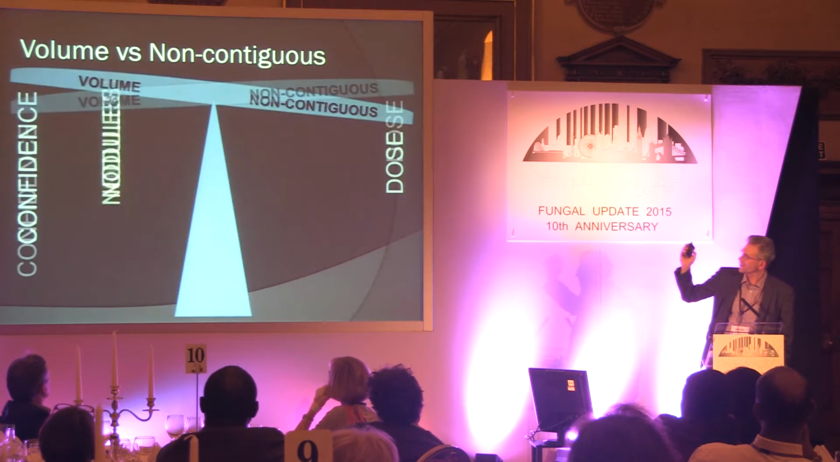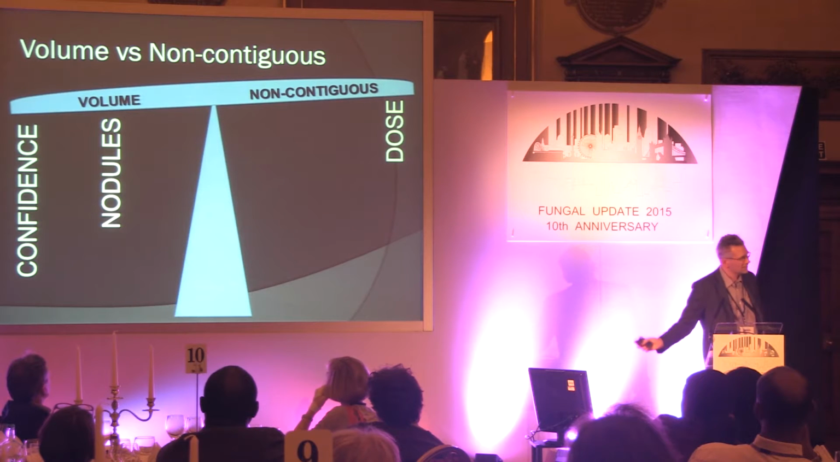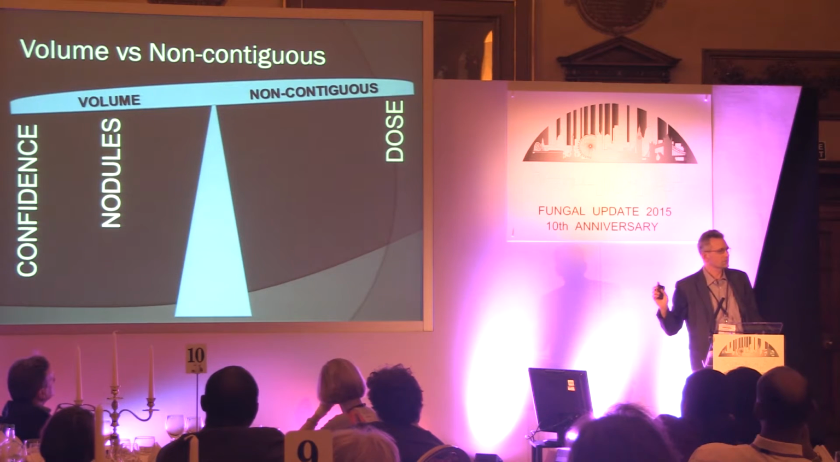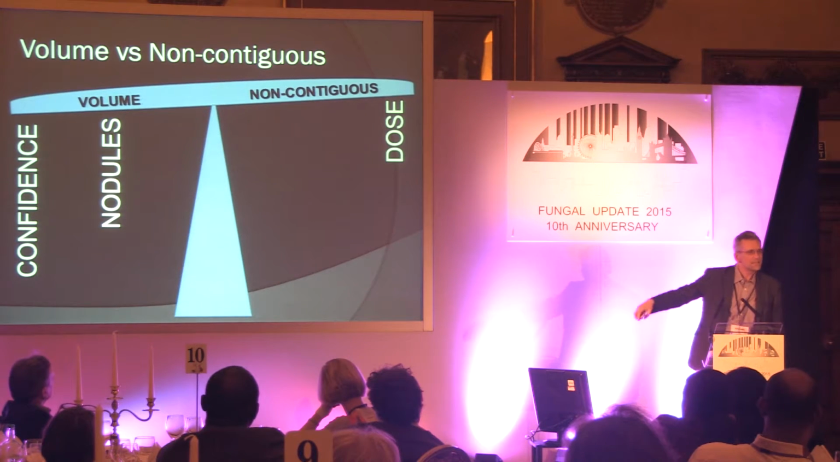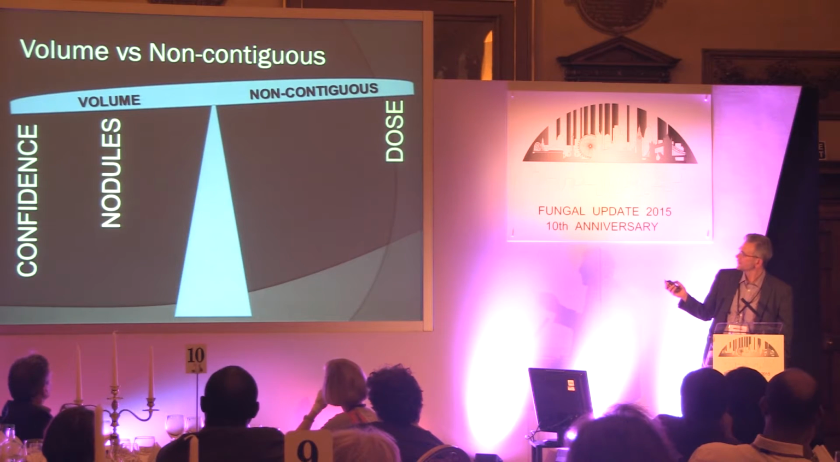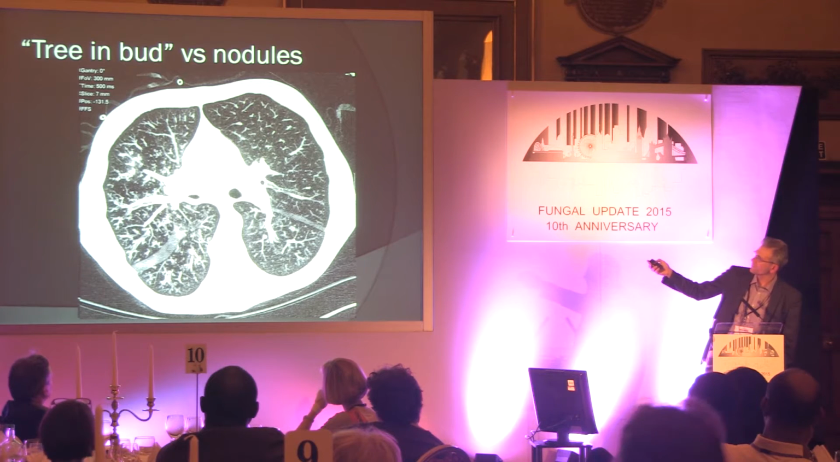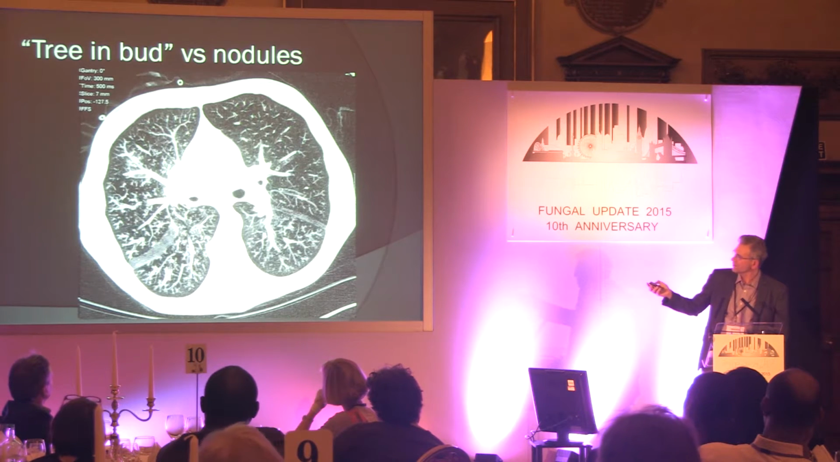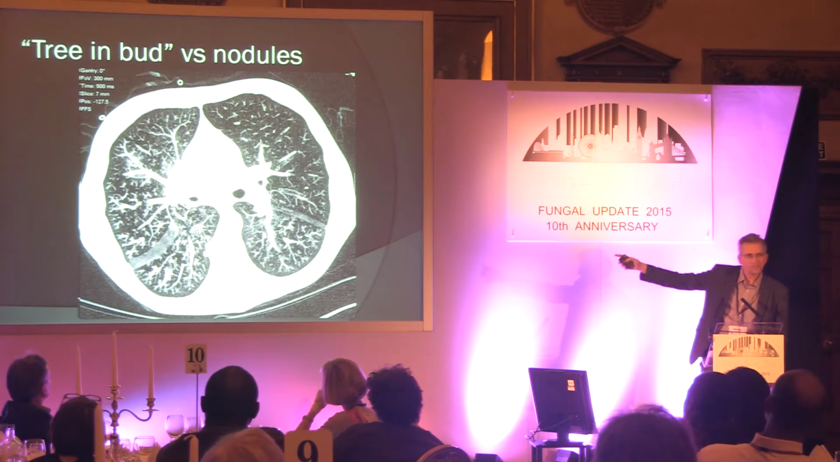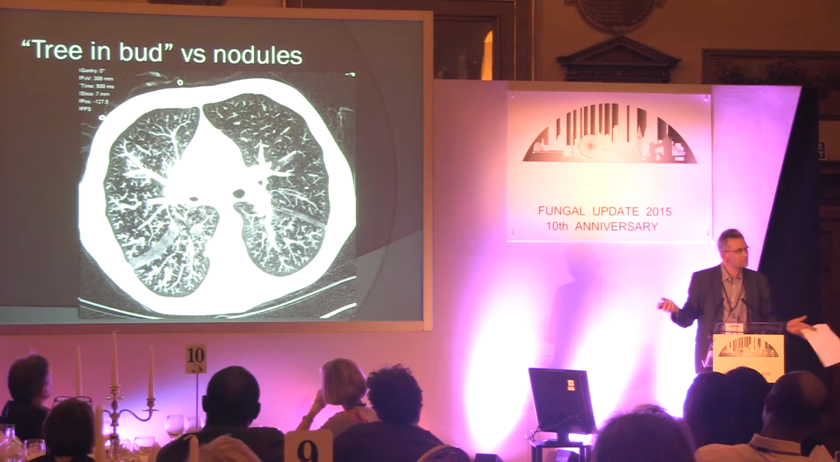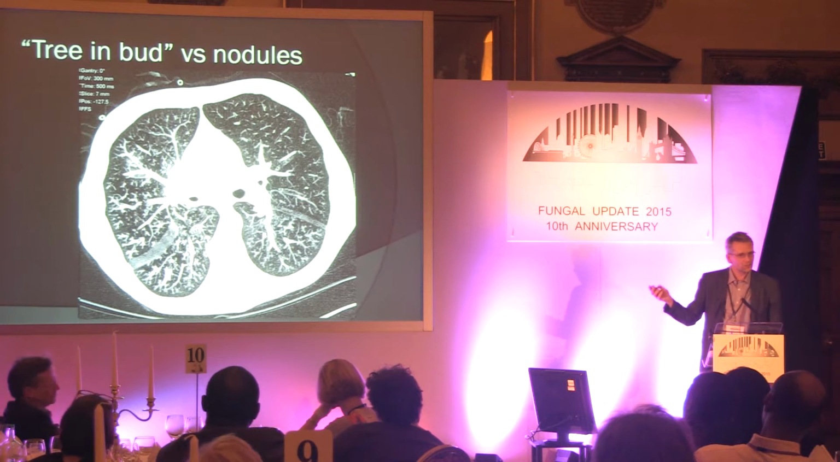There's a quick rundown of the radiation exposure. Having said that, we get a much better idea of nodules on the volume scan. So that, for me, takes the balance back the other way. Okay, here's a case of tree and bud. On a volume scan, you can do a MIP image, and you can see it beautifully shows up the tree and bud opacity, which is a very different pathology to just straightforward nodules.